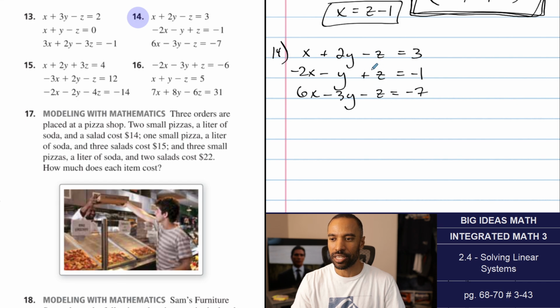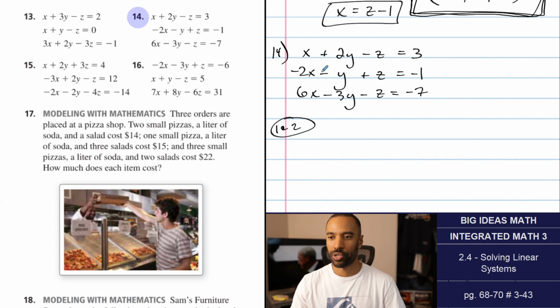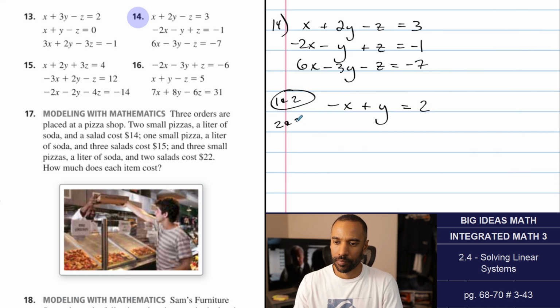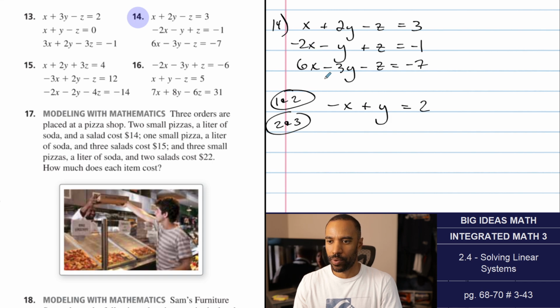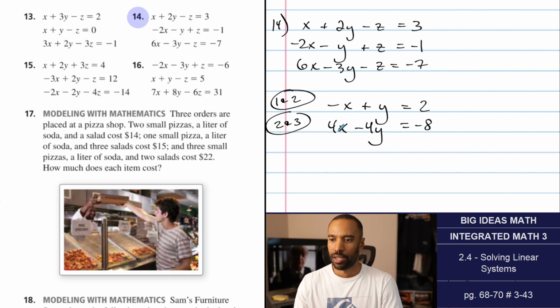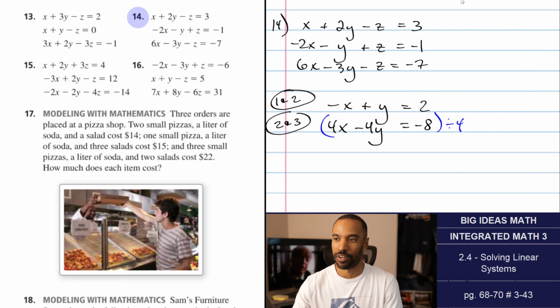I see z's as easy elimination here if I eliminate using 1 and 2 and 2 and 3. So let's use a single color here. 1 and 2, add down the list, you get negative x plus y equals 2. In equations 2 and 3, we get 4x here. Negative y minus 3y is negative 4y. z's cancel, and you get negative 1 minus 7 is negative 8. I see dividing by 4 in order here. Again, I go for division. You might go for multiplication. I want you to see division as often as you kind of can there. And that becomes x minus y equals negative 2. Now look at these two equations here and there.